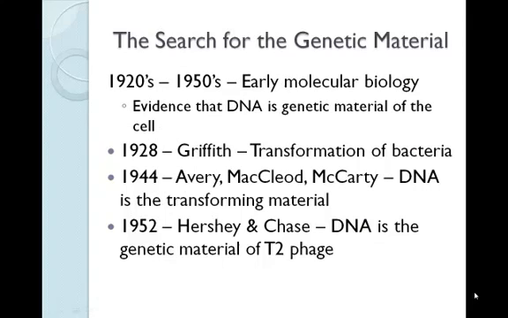The story of the search for genetic material of the cell spans several decades, from the 1920s to the 1950s. To understand this journey, we'll look at 3 key experiments. These are Griffith's discovery of transformation in bacteria in 1928, the work of Oswald Avery and his co-workers on the chemical basis for transformation, and the work of Alfred Hershey and Martha Chase on the DNA of the bacteriophage T2.